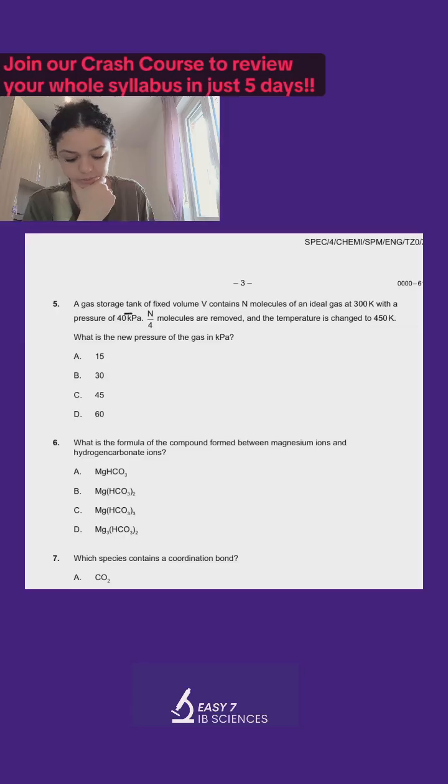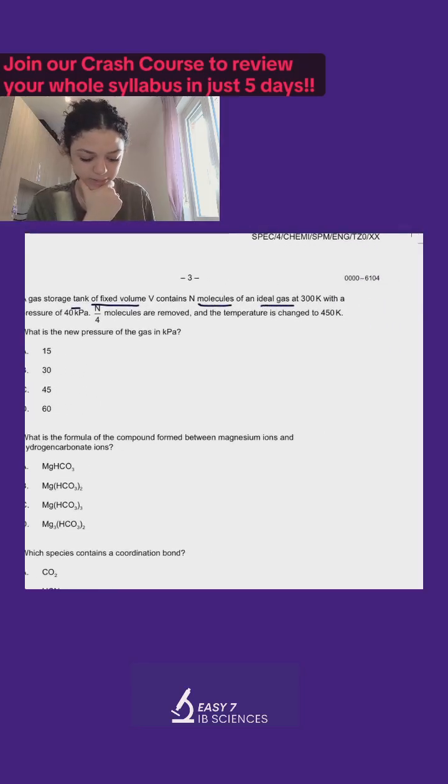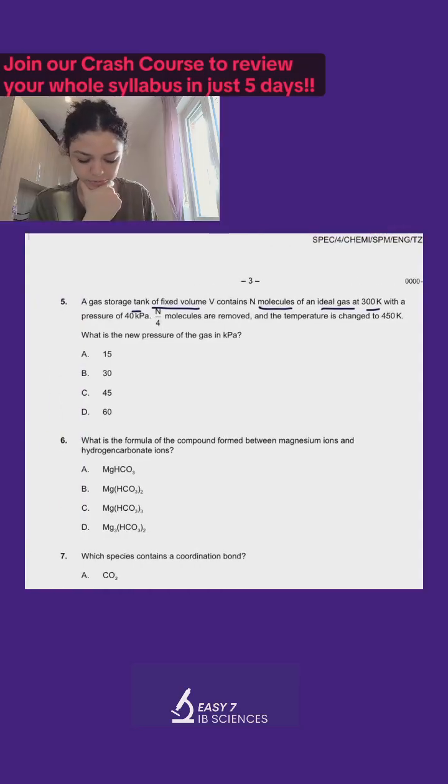So it says a gas storage tank of fixed volume V contains N molecules of an ideal gas at 300 Kelvin with a pressure of 40 kilopascals. N/4 molecules are removed and the temperature is changed to 450. What is the new pressure of the gas in kilopascals?